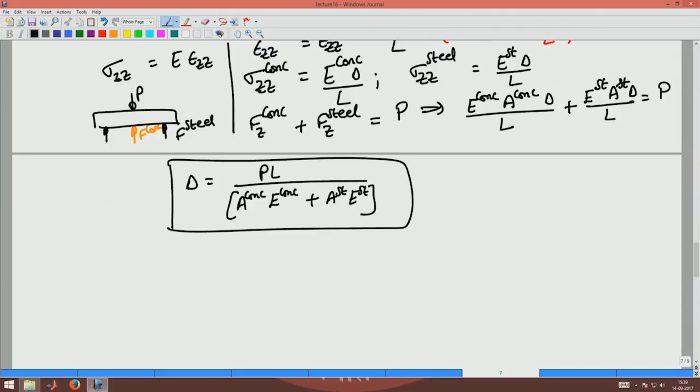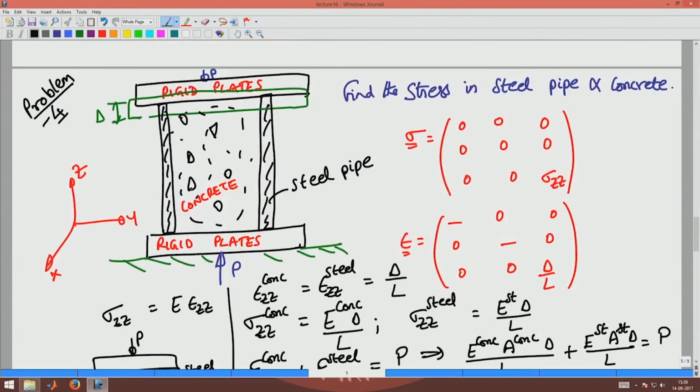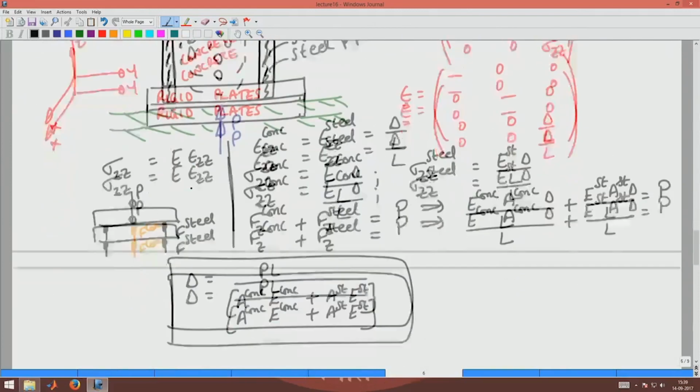Okay. So, what are we interested in mechanics? Relating the force to the displacement. So, given a force P, I know what will be the displacement delta here now. Okay. But what am I interested in in this problem? I am interested in finding the stress in the steel pipe and the stress in the concrete pipe.